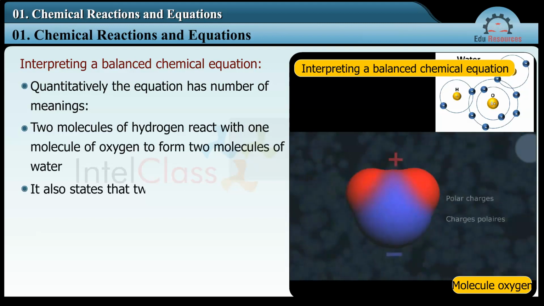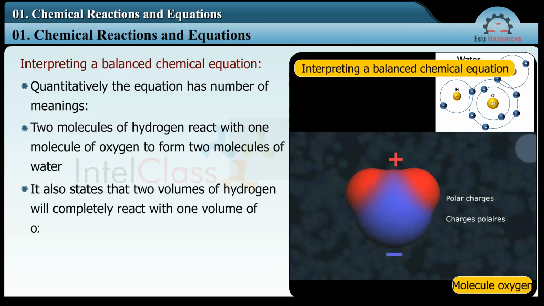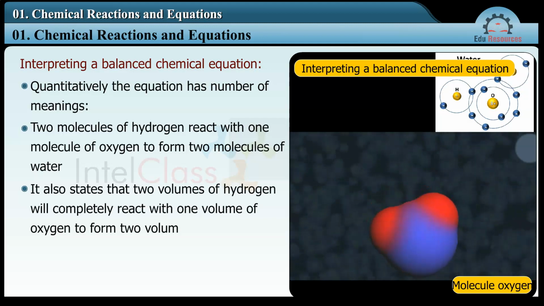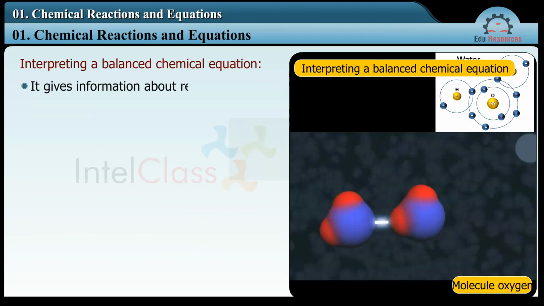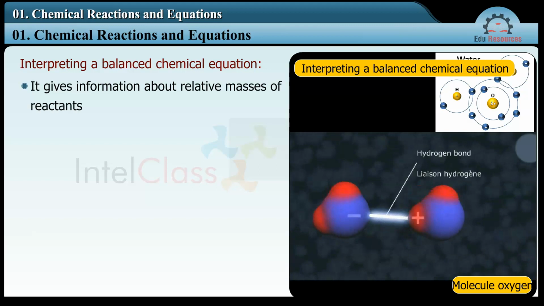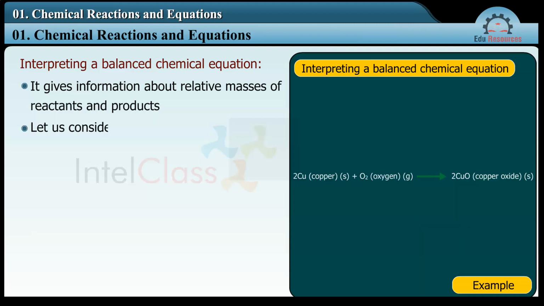It also states that two volumes of hydrogen will completely react with one volume of oxygen to form two volumes of water. It gives information about relative masses of reactants and products. Let us consider another example.